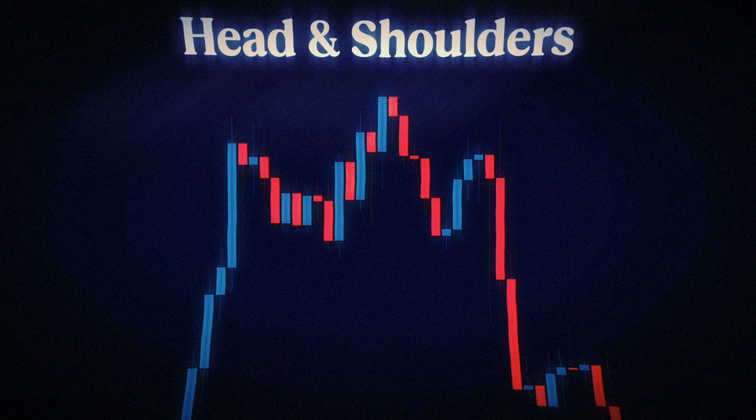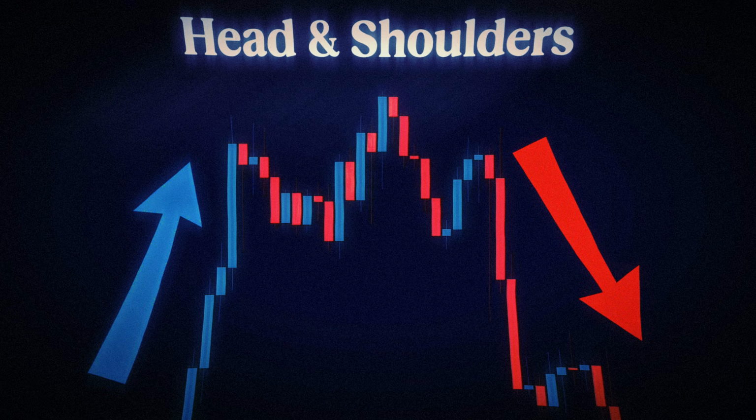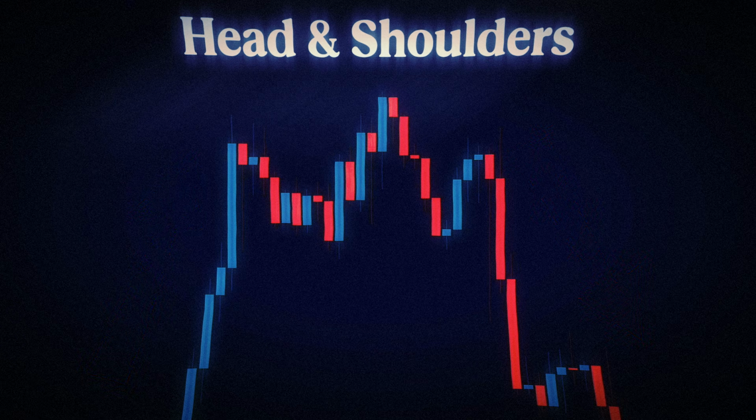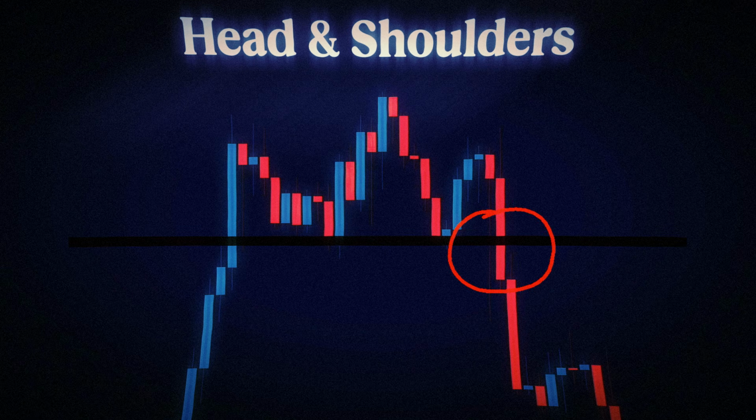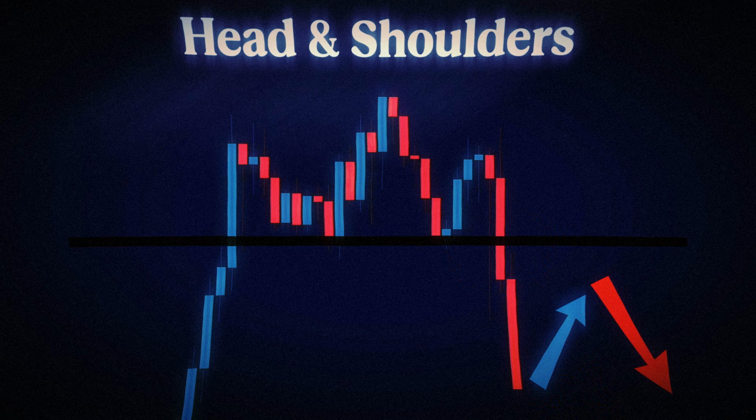The head and shoulders is a bearish reversal pattern that signals a shift from an uptrend to a downtrend. It features three peaks. The middle one is the highest, flanked by two lower and roughly equal peaks. A neckline drawn across the lows between the shoulders acts as the key support level. When price breaks below this neckline, the pattern is confirmed. Traders often wait for a retest of the neckline to enter short positions more conservatively.